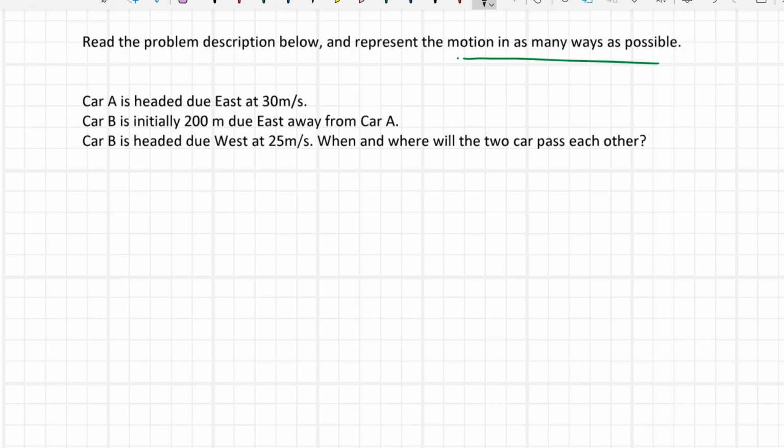It says car A is headed due east at 30 meters per second. Car B is initially 200 meters due east away from car A, and car B is headed due west, so in the opposite direction. I don't know if you're like me, sometimes you forget which way is which. So east is this way, west is that way. For this one, we're going to say that east is in the positive direction, and we'll make west the negative direction. So maybe I'll put a plus in that direction and a negative in that direction. When and where will the two cars pass each other?